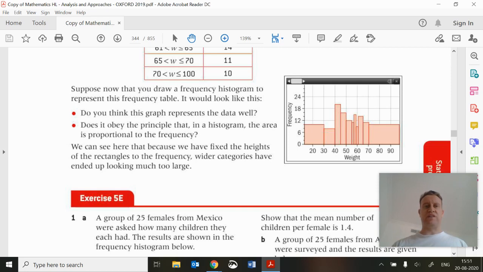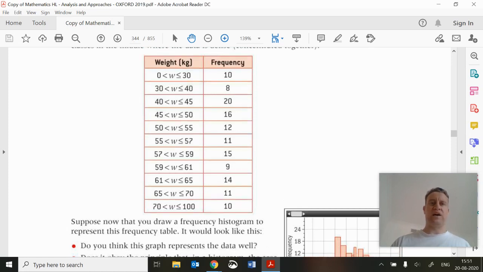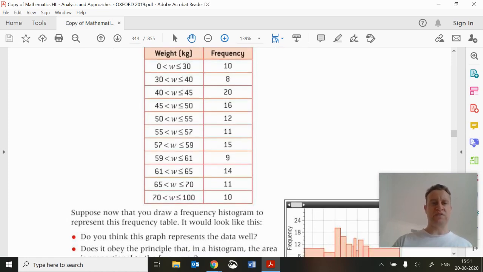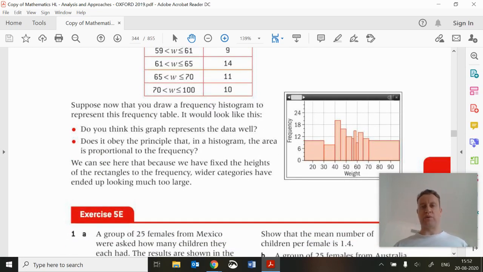But when you think that the categories are of unequal width, it seems to be unfair, because they're much more likely to catch more if they've got a larger width. For example, between 0 and 30 kilograms is much wider than between 55 and 57 kilograms. So the distribution is actually much more of an even distribution with a mode in the center, maybe even more like a normal distribution. But the fact that they've got wider categories at the ends makes it look like a uniform distribution, just completely flat. So obviously this is not fair. This is not showing the distribution properly.